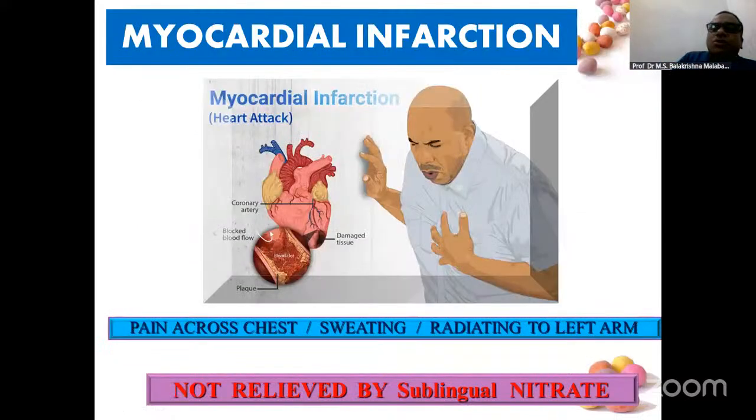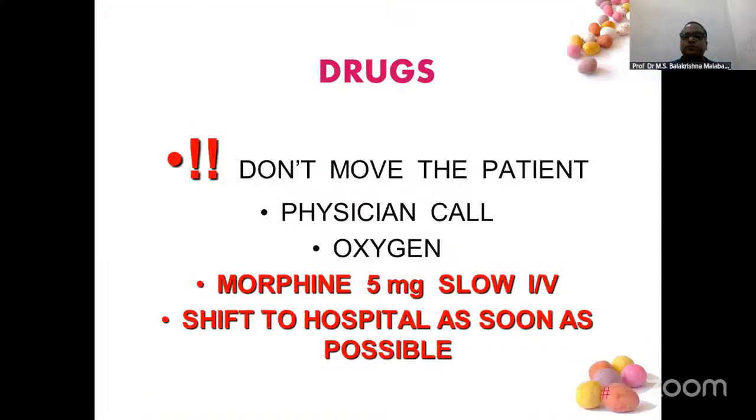So the first one, myocardial infarction. What is myocardial infarction? There is excessive pain in the chest. The patient will be profusely sweating and the pain will be radiating to the left arm. Even if you give the sublingual nitrate tablet, which we have just discussed, it is not going to help the patient. So what do you need to do? You do not move the patient. Call for or activate EMS, emergency medical system, right? Call for help. Give oxygen to the patient.